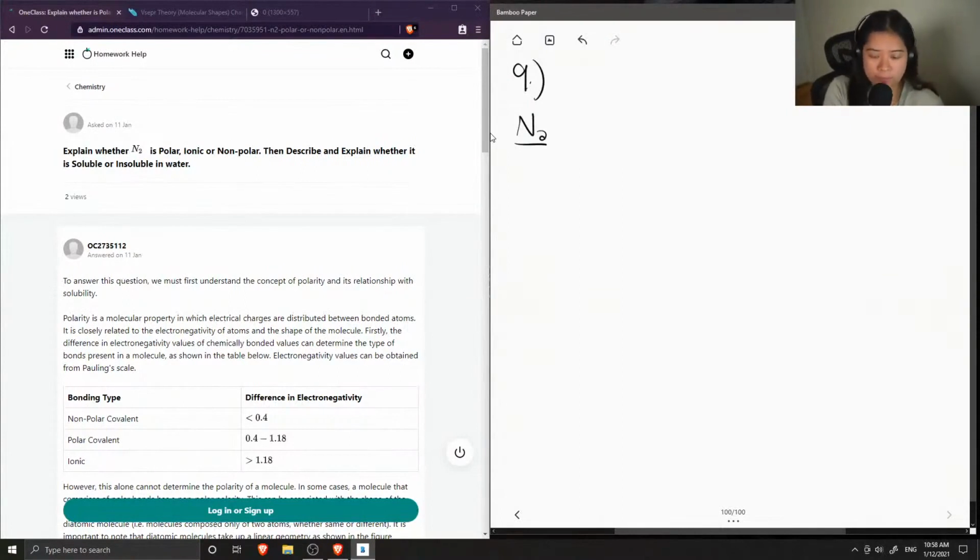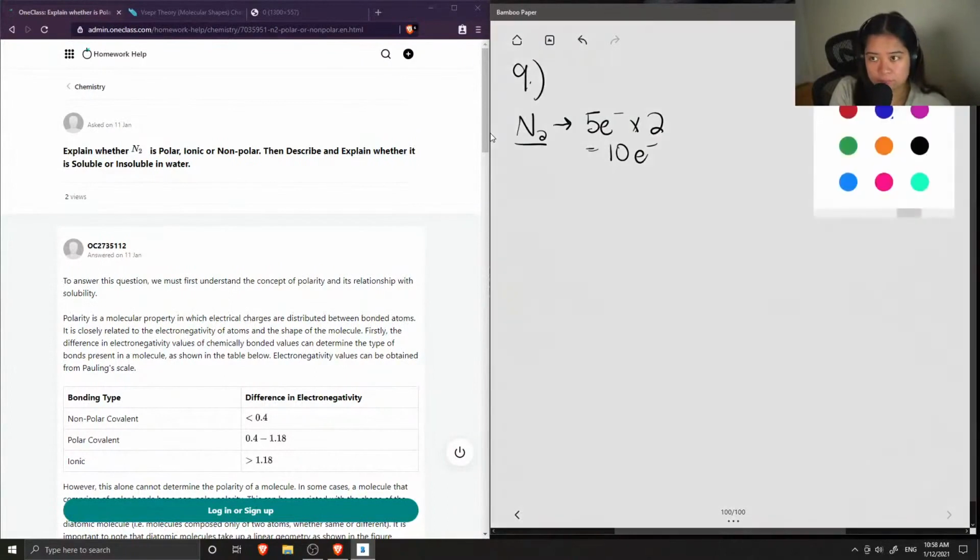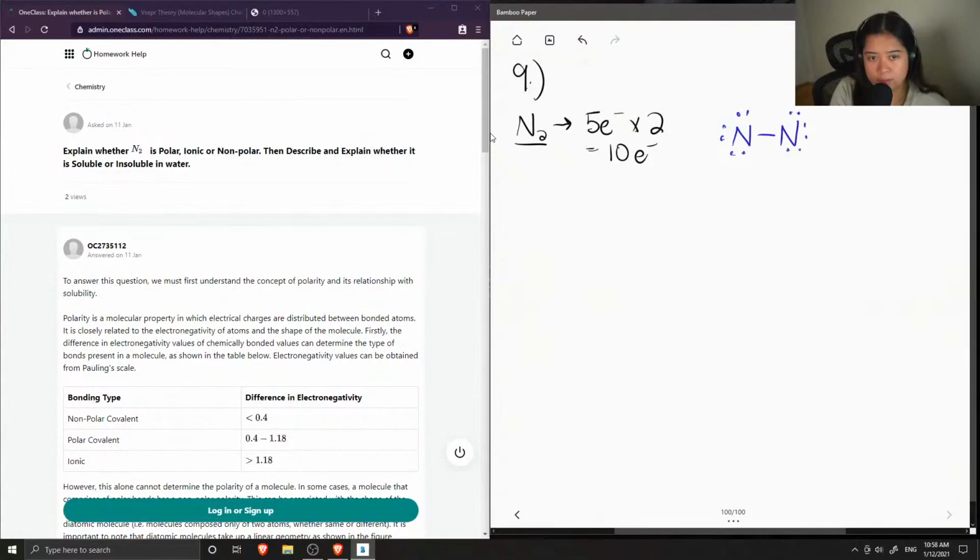this N2, which is nitrogen gas. So nitrogen contains 5 valence electrons, and there are 2 atoms of nitrogen bonded together, so we multiply this by 2, giving us a total of 10 valence electrons. So now, if I only draw a single bond and try to fill out the octet, we have more electrons than we need.